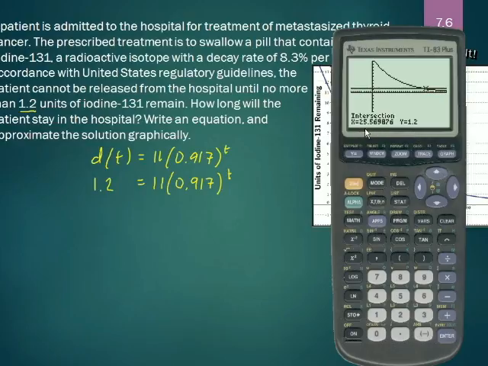They most likely wouldn't keep them for 25 and 0.56 of a day. That wouldn't make as much sense. So our answer will just be 26 days that they have to stay in the hospital.